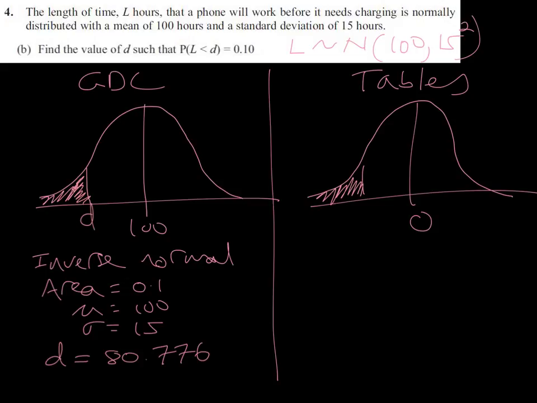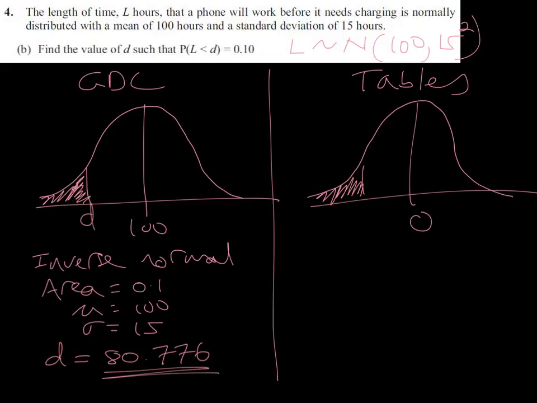On the inverse normal distribution function on the calculator, we need to put in the area. The area is the area to the left of D. In this instance, we've been given the area to the left of D. We know that's 10%, so put in 10% there. The mean is 100 hours, and the standard deviation is 15. Just substitute that in, and you will end up with the value of D of 80.776. And then if you do a common sense check, with the mean over there, that looks broadly feasible.